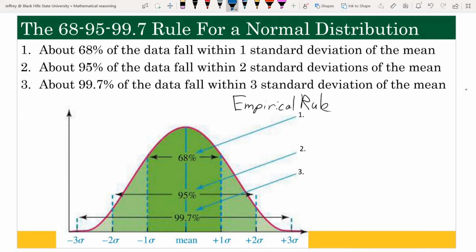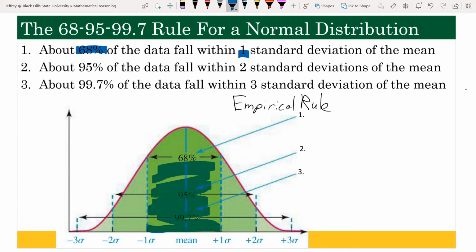For the first part of the rule, it says about 68% of the data will fall within one standard deviation of the mean. So that means if we go either left one standard deviation or to the right one standard deviation and completely shade this area, we would expect about 68% of our data points to be between these two numbers. For the second part of the rule, it says about 95% fall within two standard deviations.